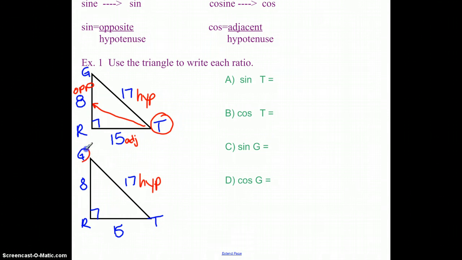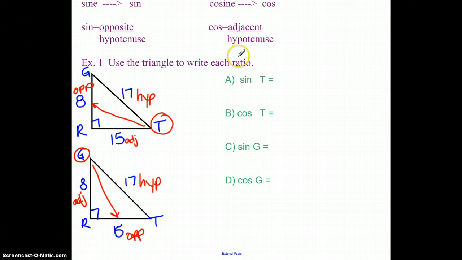Now in this one, if our focus angle is g, that means this 15 right here is going to be opposite, and 8 is adjacent. Now, you are never going to have a focus angle that's based on the 90-degree angle. It's always going to be the other two angles. And you must have a right triangle to do this.